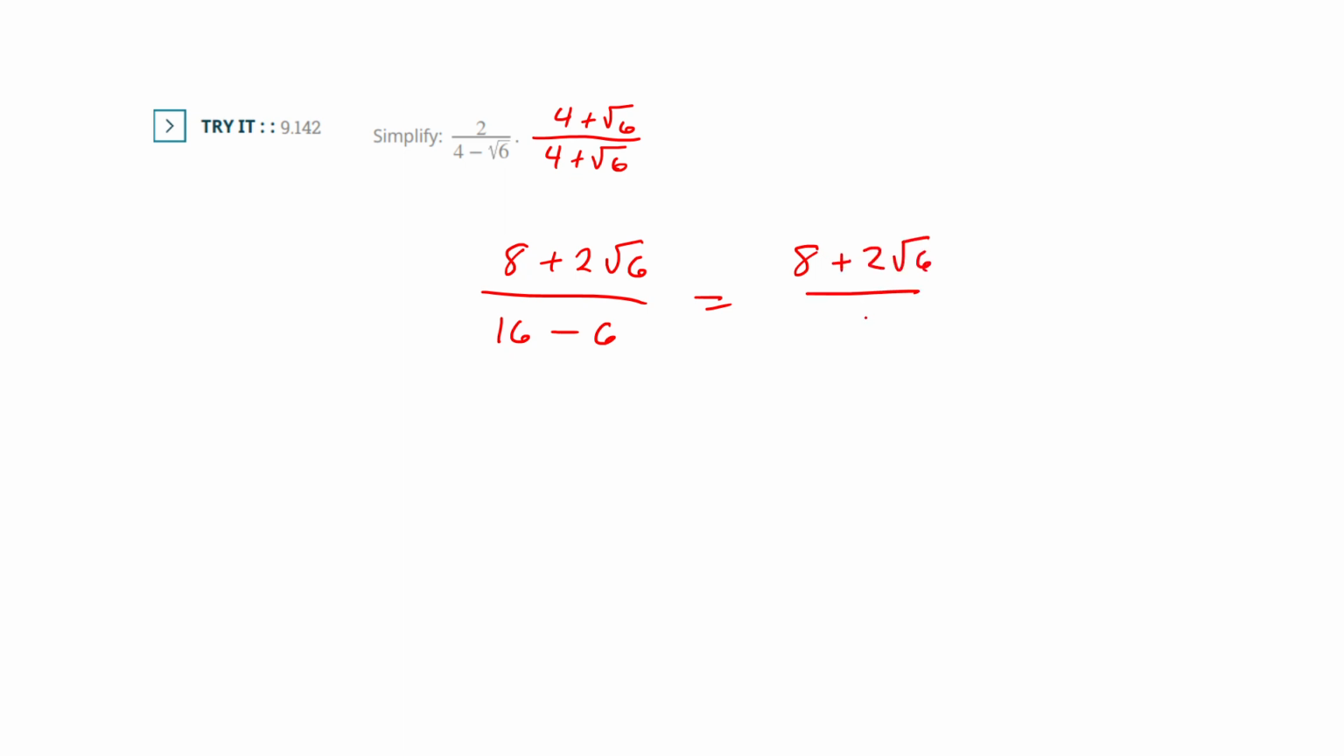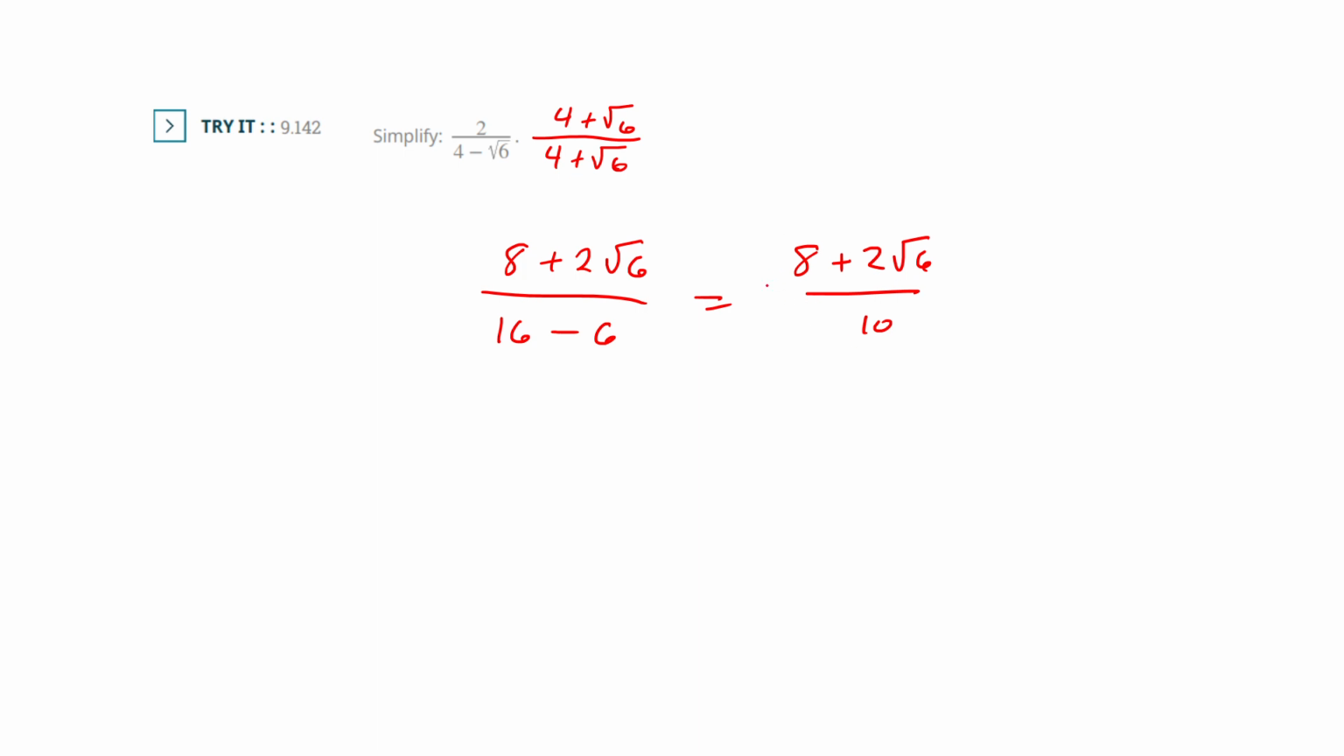Okay, I'm going to do this again. All right, we're going to multiply through the top. We get 8 plus 2 square root of 6. On the bottom here, the trick is always square the first one, square the second one, put a minus in the middle. So I've got 8 plus 2 square root of 6 over 10.